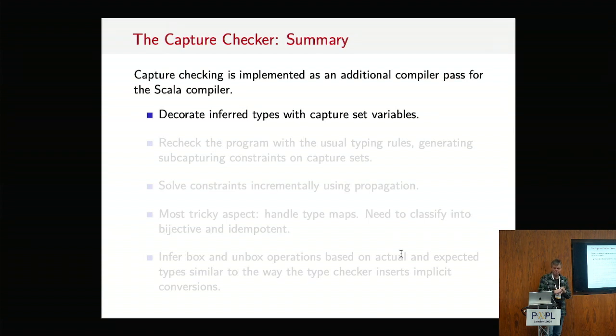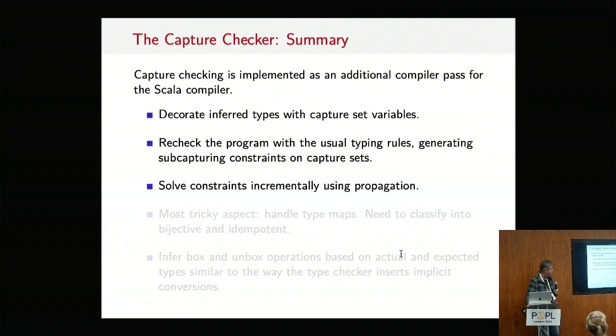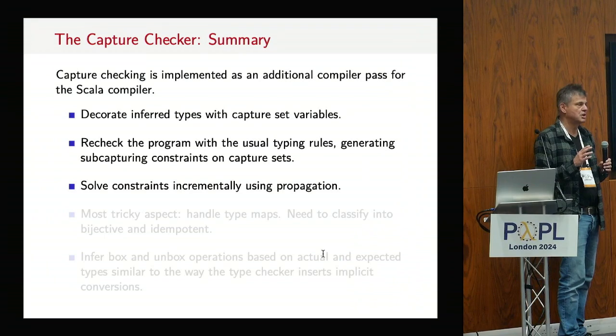So what the capture checker does is it decorates inferred types with capture set variables. It rechecks the program with the usual typing rules, which generate subcapturing constraints on the capture sets. It solves the constraints incrementally using propagation. So for any set, it knows which references are known to be in the set at that point and what the supersets are.